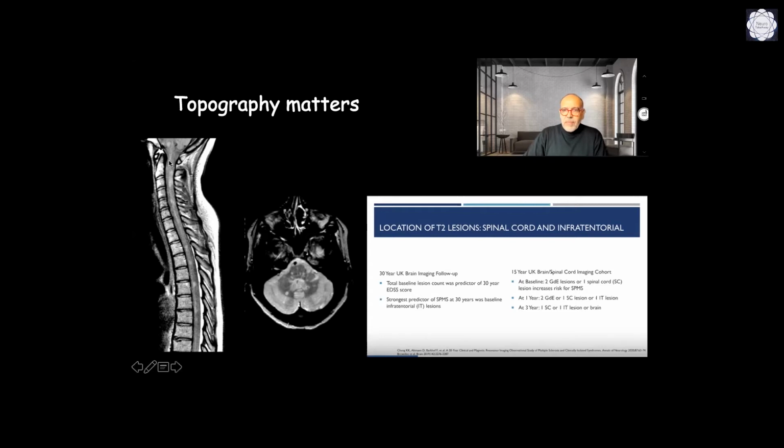Now there is some evidence that spinal cord lesions are associated with Th17. Meanwhile, supratentorial lesions are associated with the Th1. So maybe this has to do with this different prognosis.